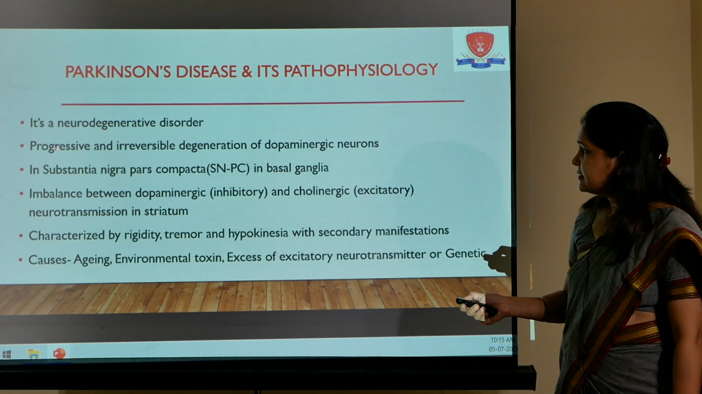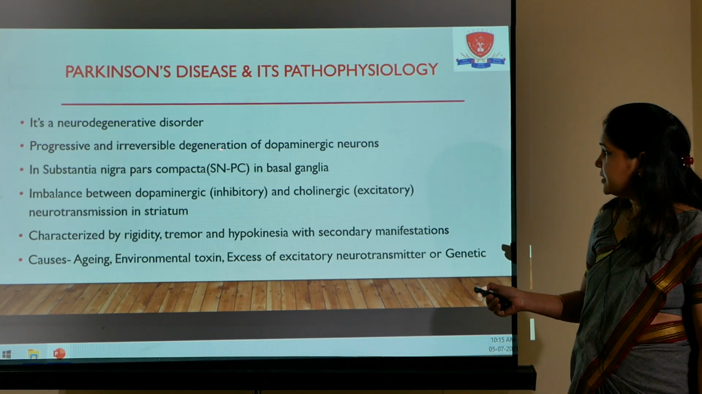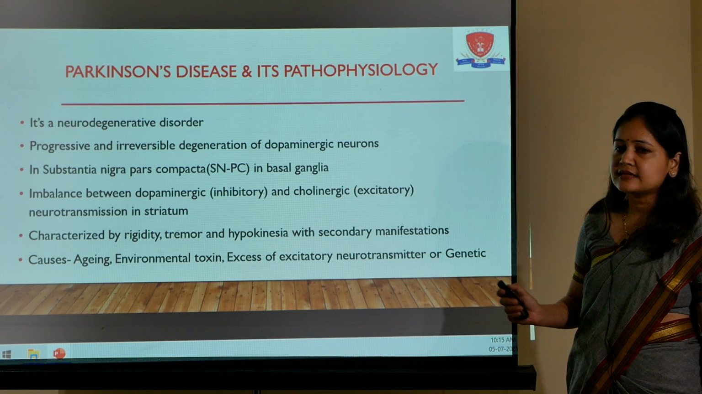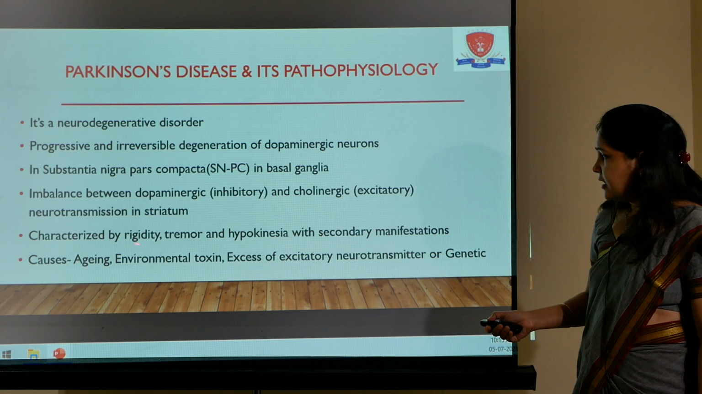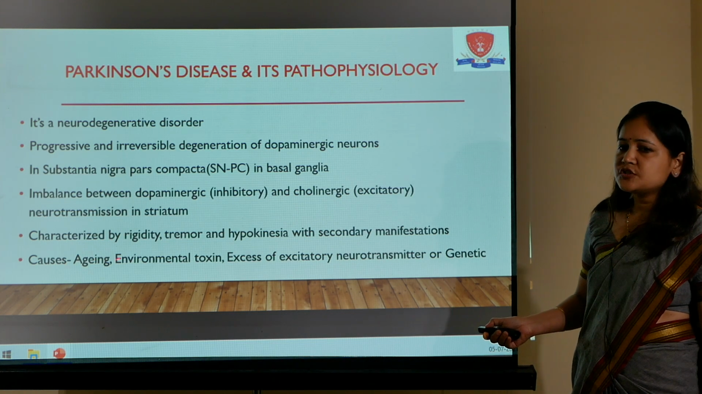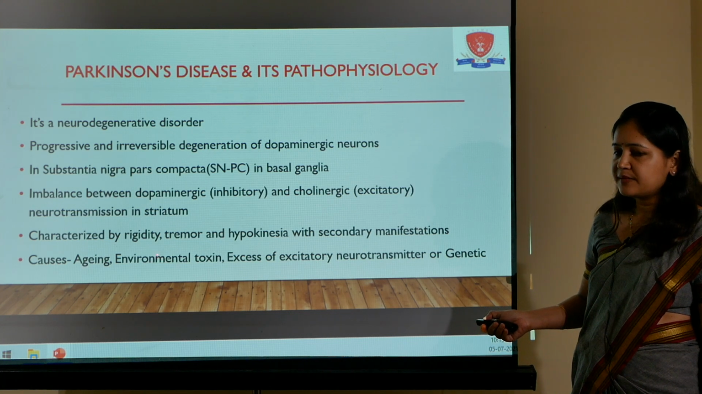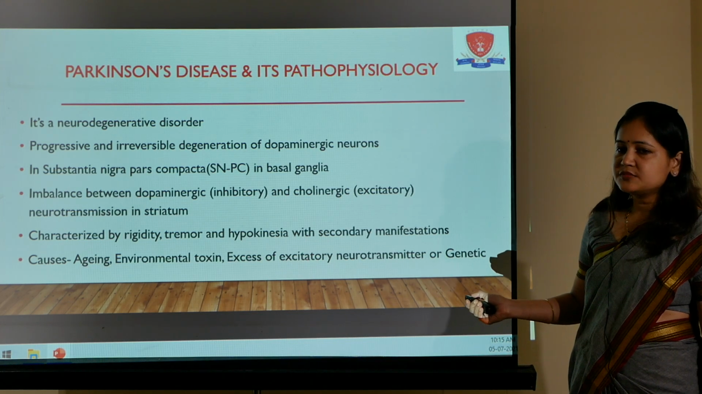Now there is a progressive and irreversible degeneration of the dopaminergic neurons in the substantia nigra pars compacta. Here these dopaminergic neurons get degenerated and therefore the imbalance occurs between dopaminergic and cholinergic activity. There are many causes which can lead to Parkinson's disease, like aging, environmental toxins like MPTP, excess of excitatory neurotransmitters, or some genetic causes.